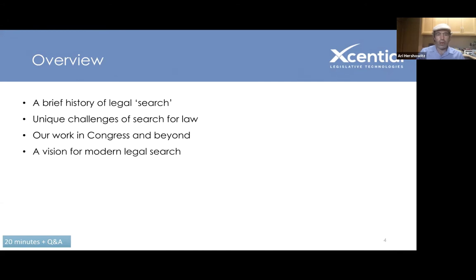I'll go through a brief history of what legal search is, or at least what legal search is to me. Some of the unique challenges that are brought by working in the legal space, a couple of the particular projects that we're working on, and then some ideas about where search in the legal space can go in the future using some of the technologies that Elasticsearch brings. I'm hoping to keep it to about 20 minutes. So if you have an appointment in like 10, well, I may go over, but I'm hoping to keep it somewhat short and then open to your questions and ideas. Any thoughts or questions or anything so far?